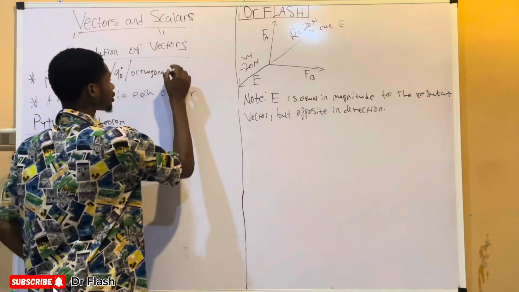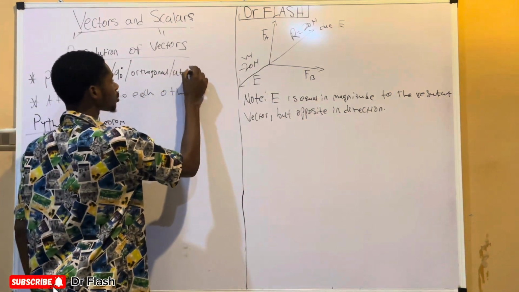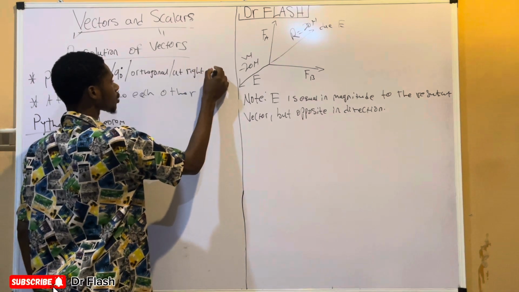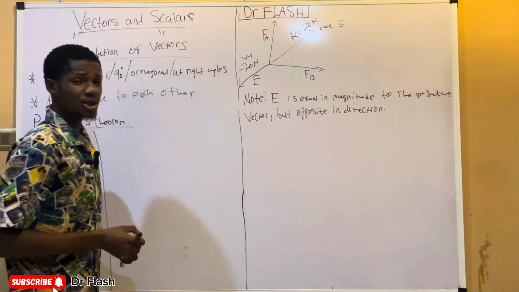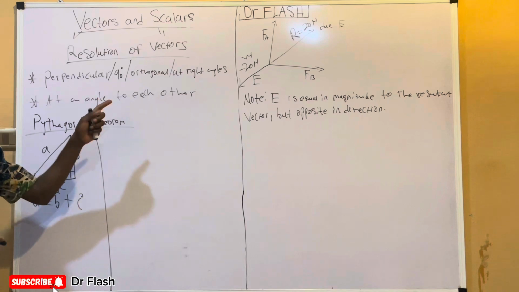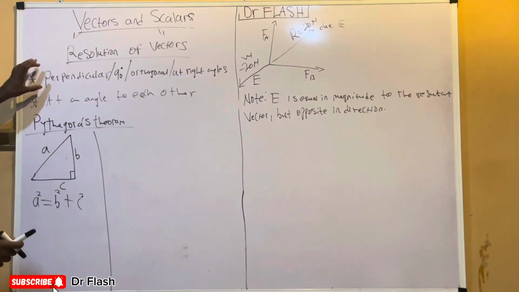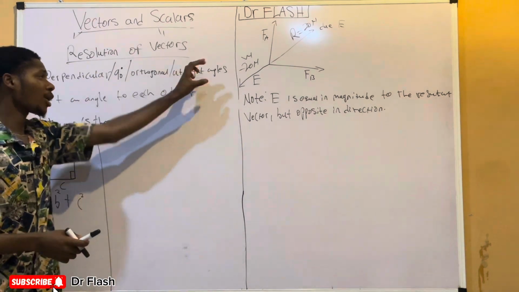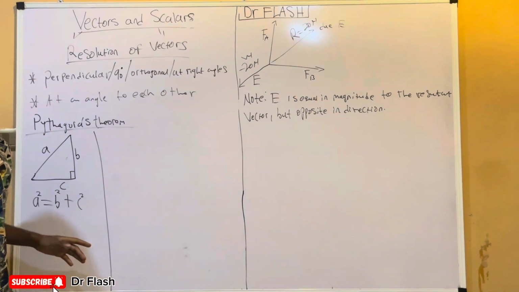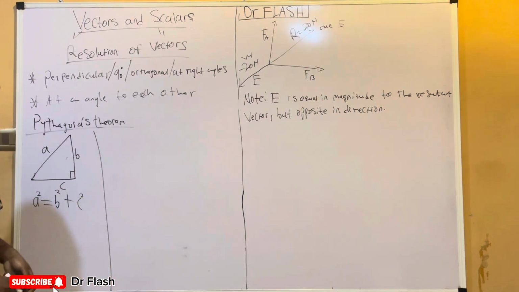They might also tell you at right angles to each other. That's another way again. So whenever you see a question that includes perpendicular, 90, orthogonal, or at right angles, it means the same thing: the vectors are perpendicular, or they are at 90 degrees to each other.